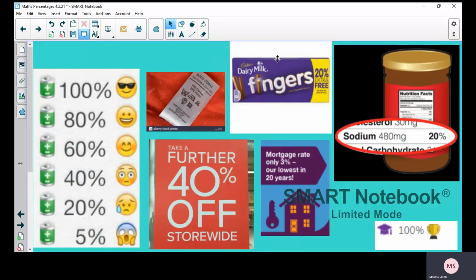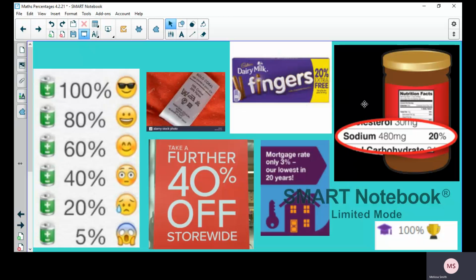You might see this in shops, 20% extra free. So what does that mean? Well, that means if I'd bought a normal size box with 100% in, but then if I buy this box, then I'm actually going to get 20% more on top.